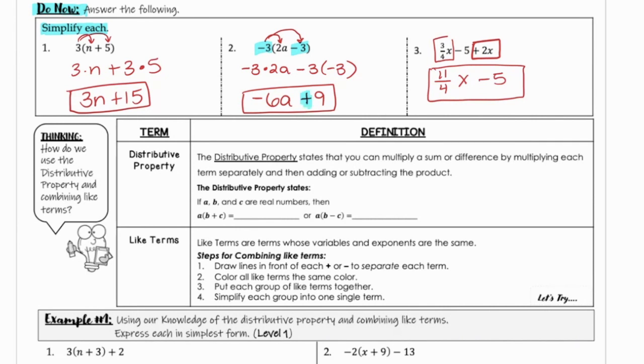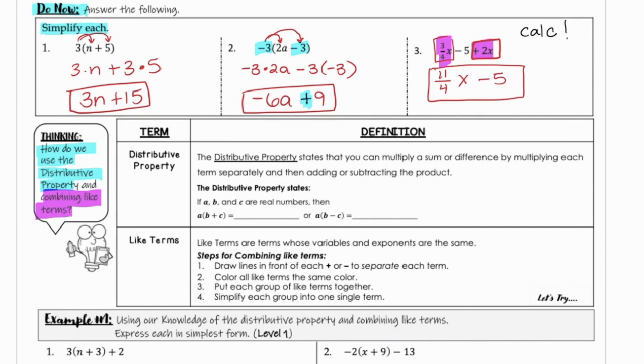And for number three, what we're going back to is combining like terms. So I had to combine those two values, and I suggest you guys do this on the calculator, giving me an 11/4 x minus 5. So our thinking for today, how do we use the distributive property and combining like terms? So we're doing both those things in this lesson.